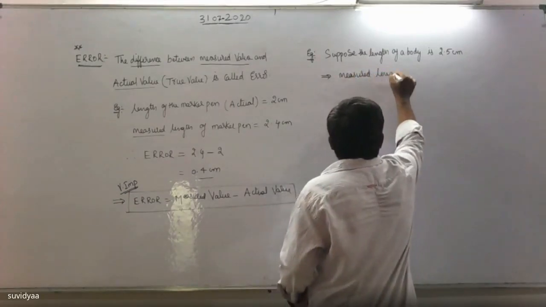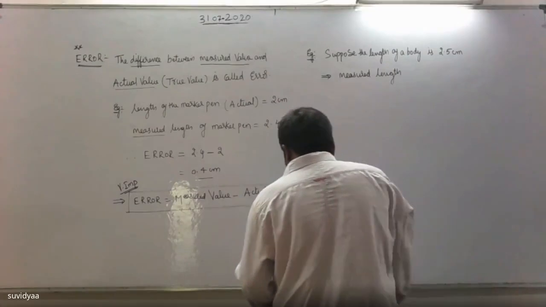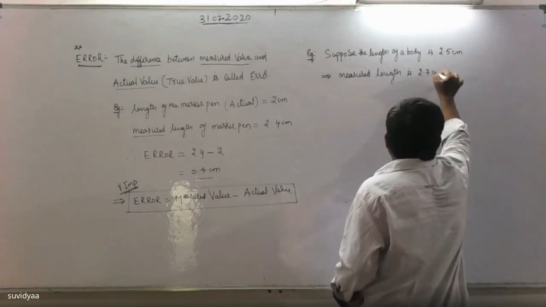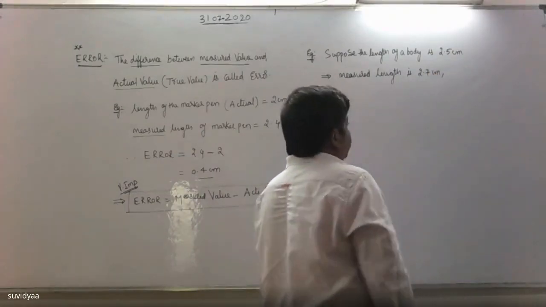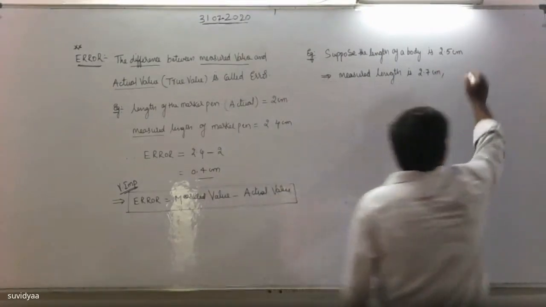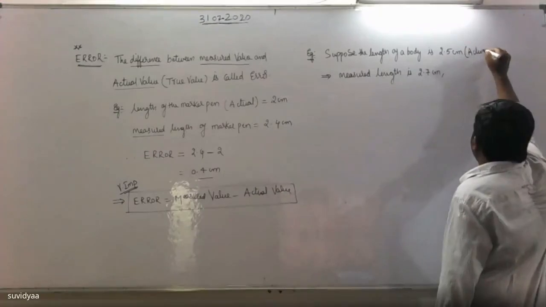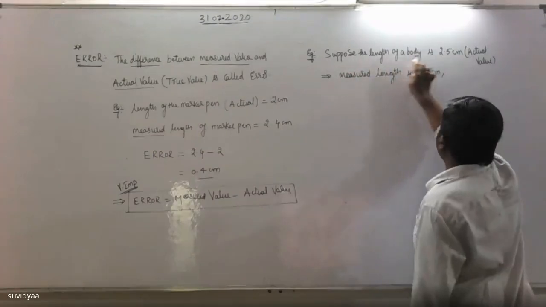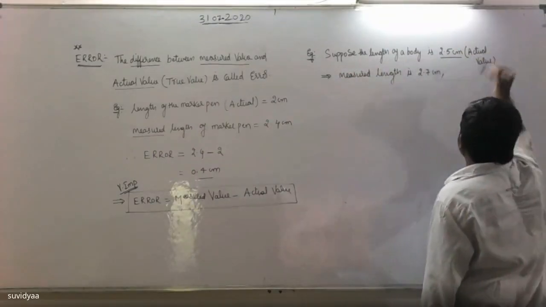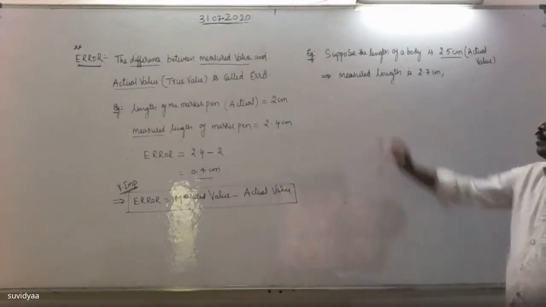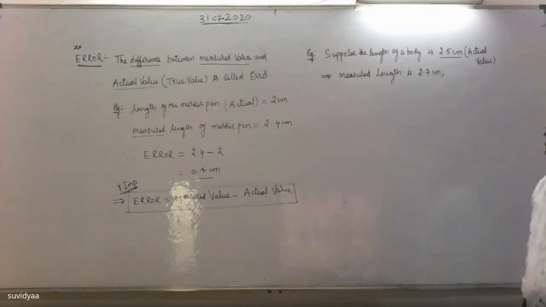Measured length is 2.7 centimeter. Suppose the length of a body is 2.5 centimeter. That means this is which value? Actual value. If we measure, the length is coming to be 2.7 centimeter.